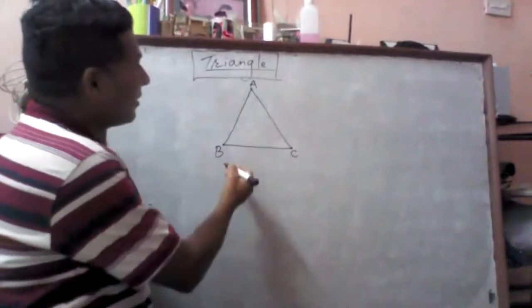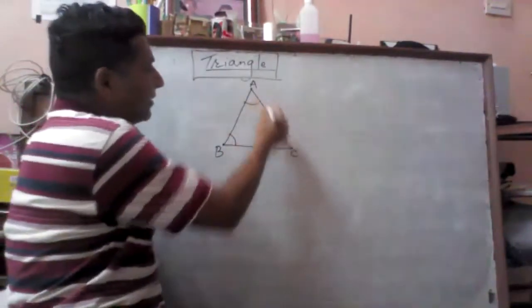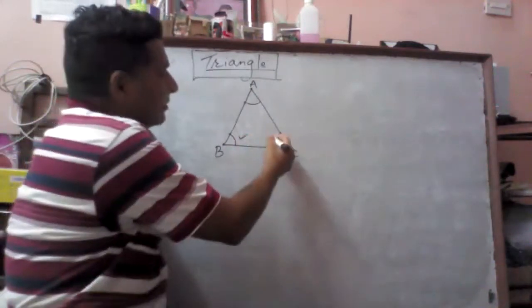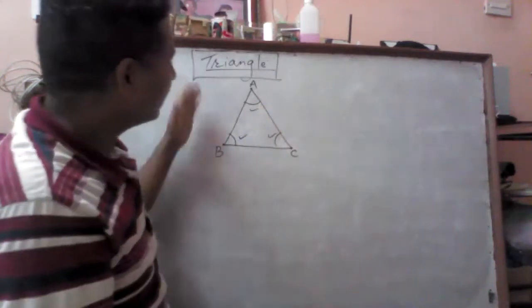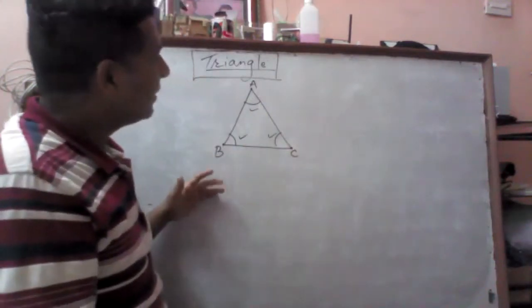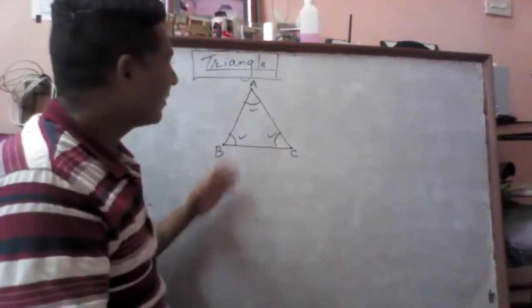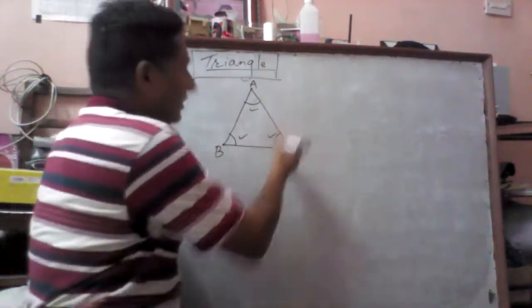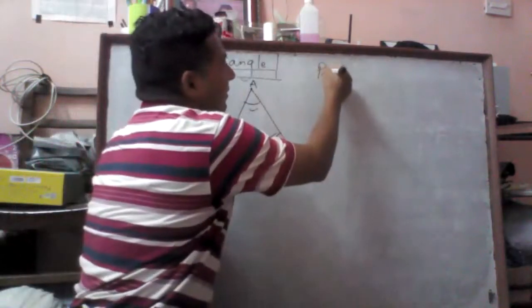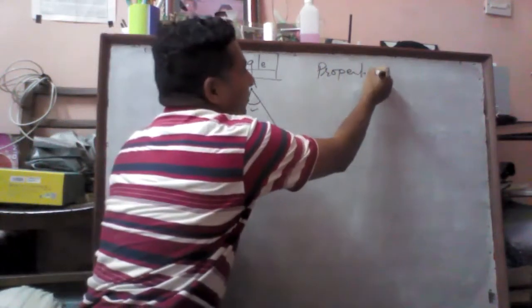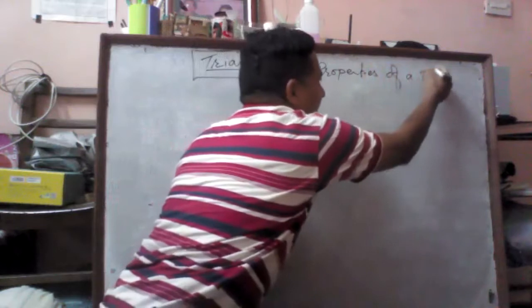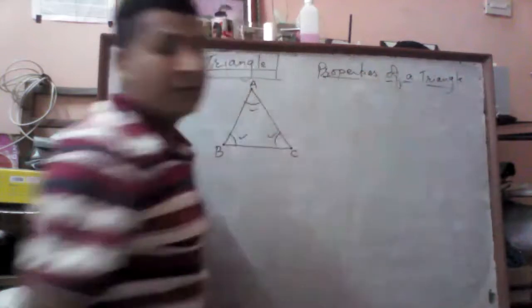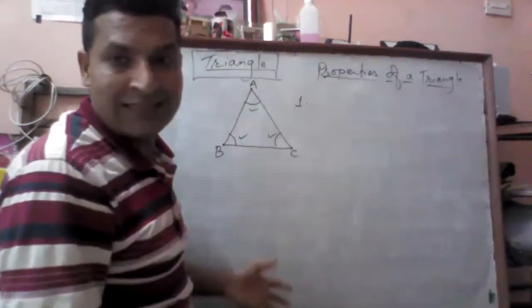Here three angles are formed, and we can measure the size of the angles and the sides also. If we look at the triangle, we can find some very important properties, called the properties of a triangle. Properties of a triangle. Number one property is very simple.